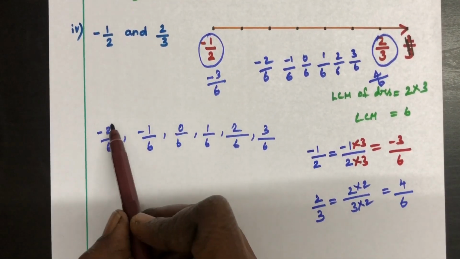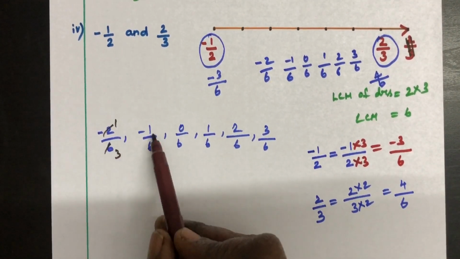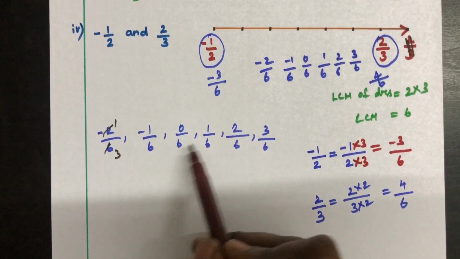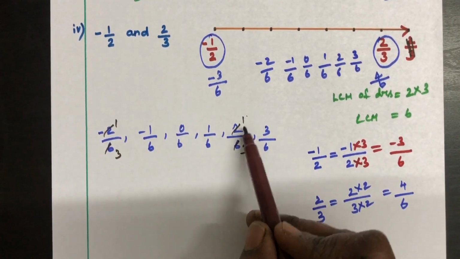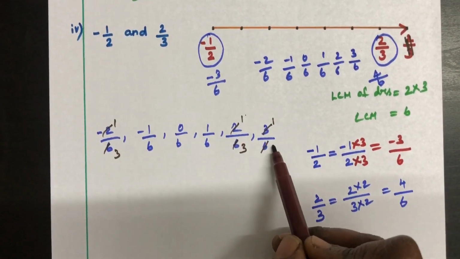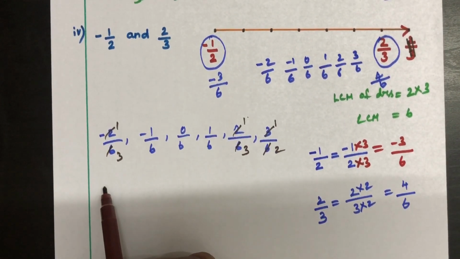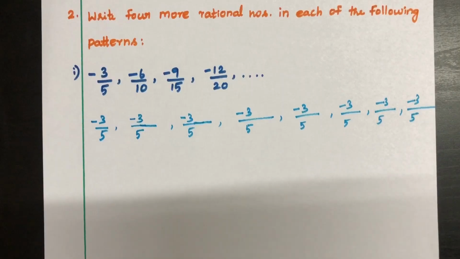Now what are we going to do? We are cancelling using 2 here because the common factor is 2. No common factor here. Here it is 0. Here the common factor is 2, so using 2 we are dividing both. Here the common factor is 3. 1 divided by 2. So now write the simplest form. These are the rational numbers in between. You can eliminate any one rational number. You can give others also.